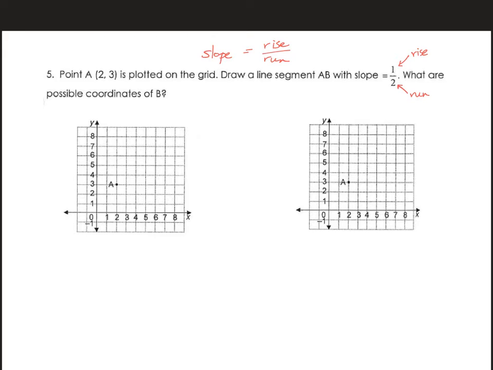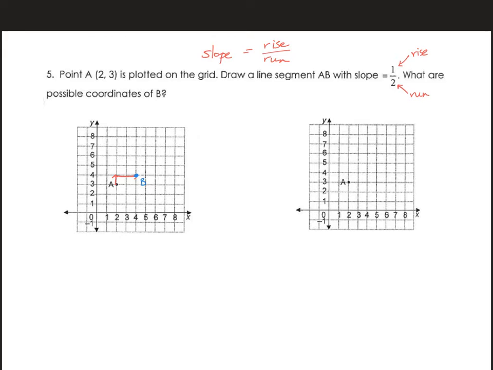And so if the problem asks me to find possible coordinates of point B, I'm going to start at point A and move in the direction of the slope. If that slope says that I have a rise of 1 and a run of 2, then maybe I go up 1 unit and across 2 units. That would be me moving with a slope of 1/2, and that's going to cause me to finish at that location. That becomes one possible location for point B.